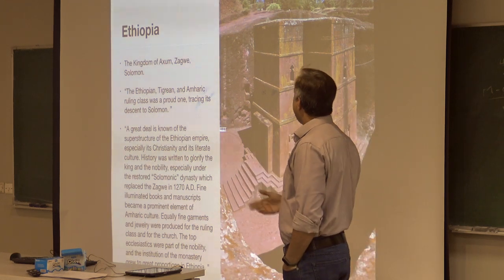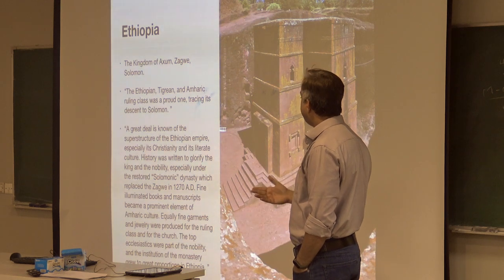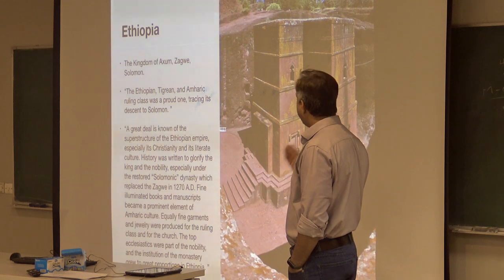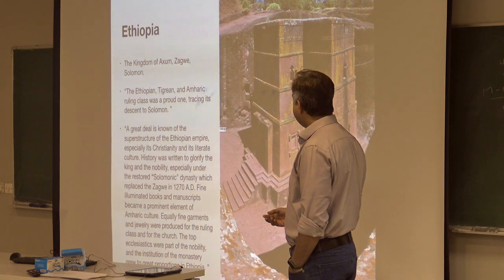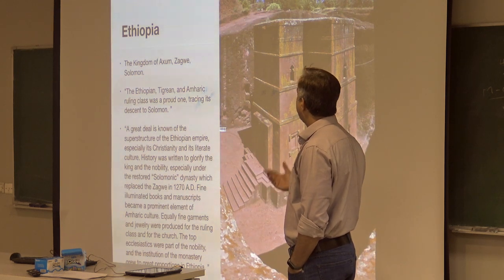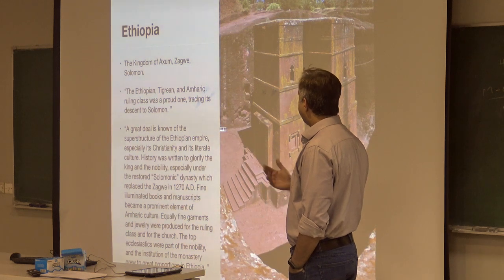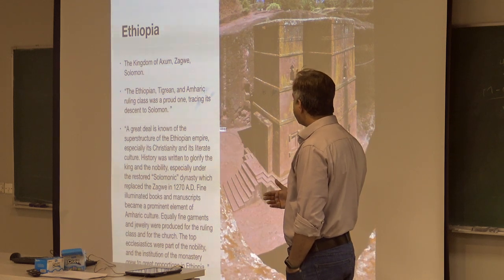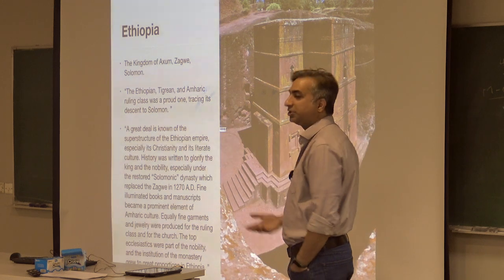History was written to glorify the king and the nobility, especially under the restored Solomonic dynasty, which replaced the Zagwe in 1270 AD. Fine illuminated books and manuscripts became a prominent element of Amharic culture. Equally fine garments and jewelry were produced for the ruling class and for the church. The top ecclesiastics were part of the nobility, and the institution of the monastery grew to great proportions in Ethiopia.